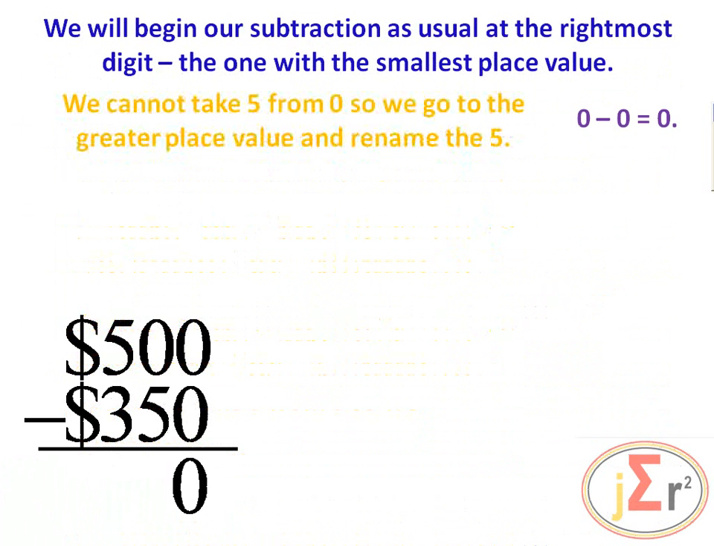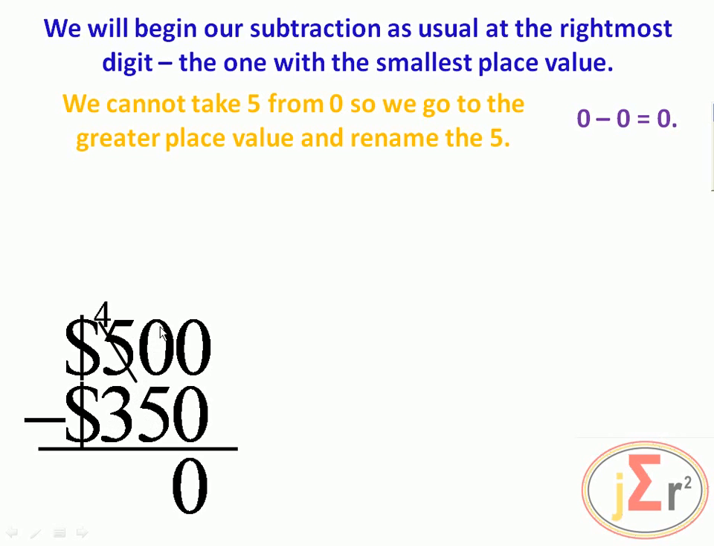That's fast. We cannot take 5 from 0, so we go to the greater place value and rename the 5. And do not forget that our present place value is this one, correct? Yes. This is the one that we are subtracting in. What do we do? Rename the 5 to 4. And remember that the place value to the left is always 10 times the present place value.